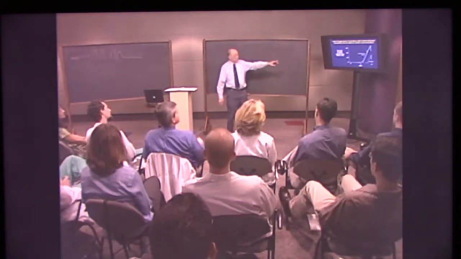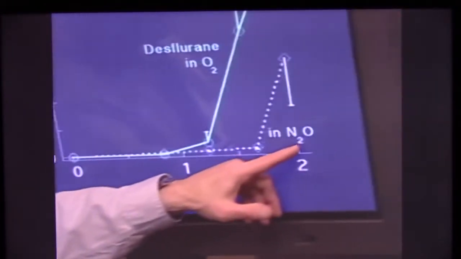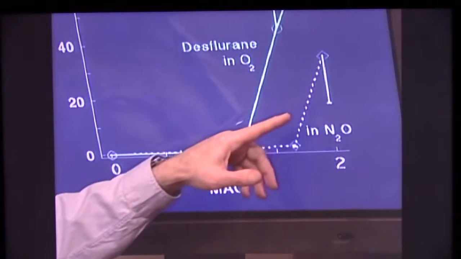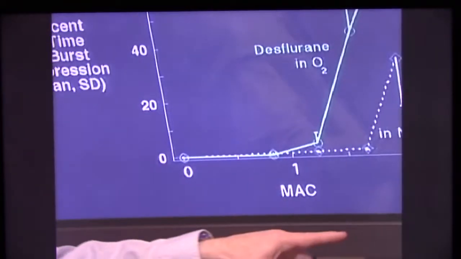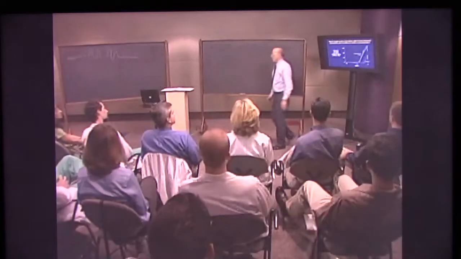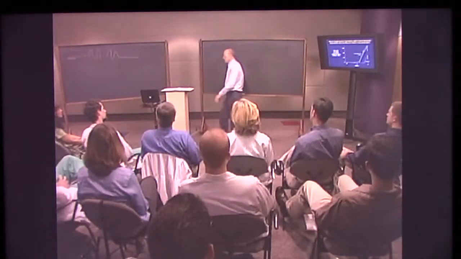And what you also notice here is that if you're taking the MAC value and including nitrous oxide in that, you see that the curve shifts to the right. Really what's happening is that nitrous oxide, although it adds to MAC, doesn't add at all to this capacity of anesthetics to affect the EEG.